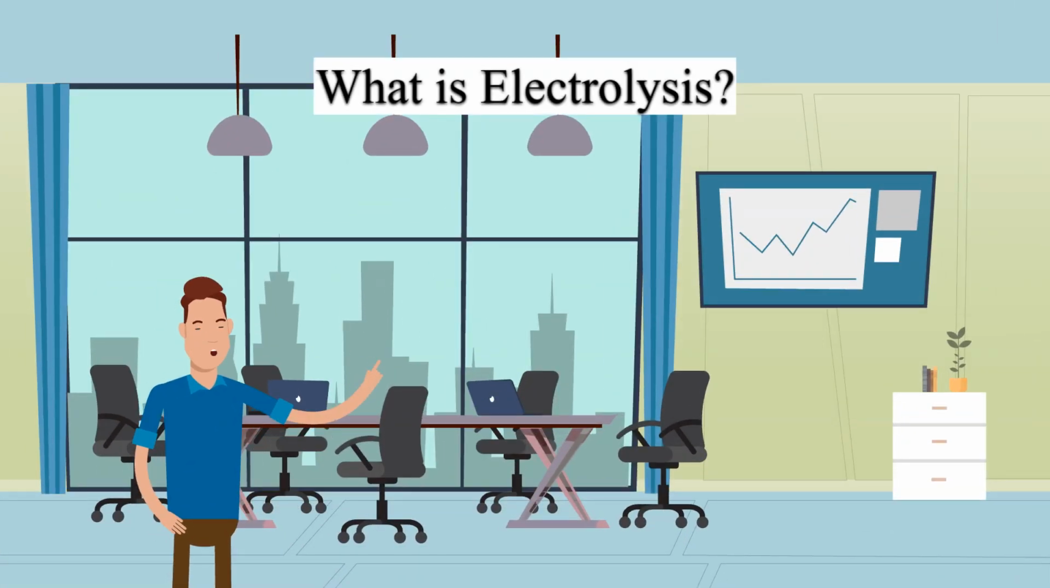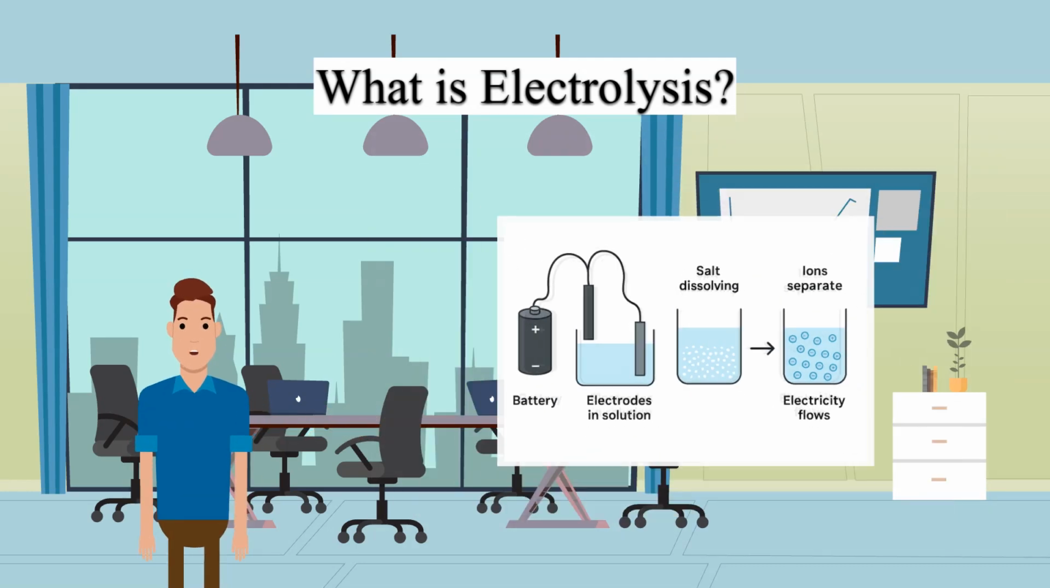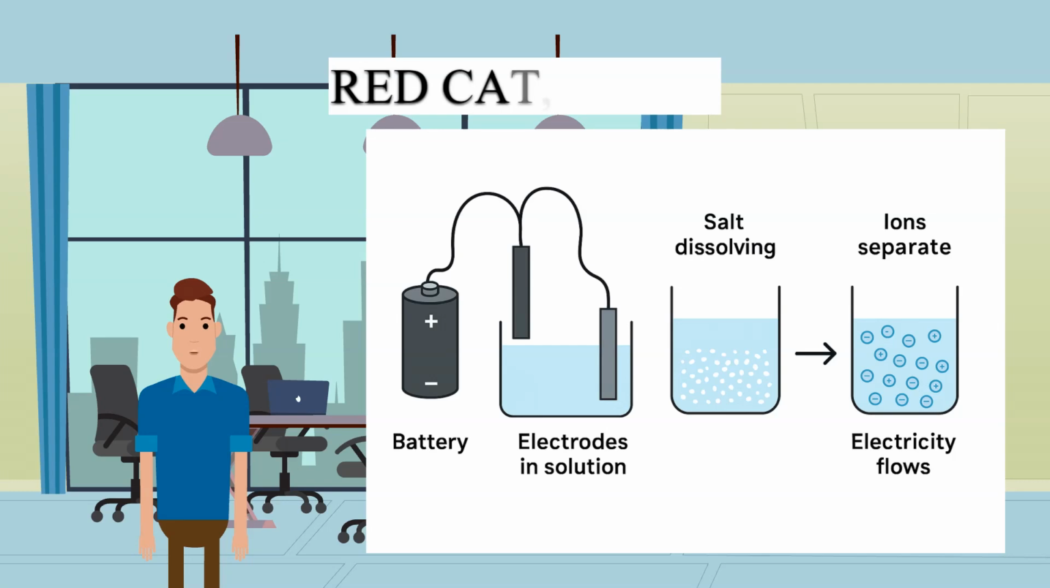Electrolysis is when we use electricity to break down an ionic substance into simpler substances. We place two electrodes into the substance. The cathode is negative. The anode is positive. And here's the rule to remember: red cat, oxen. Reduction occurs at the cathode. Oxidation occurs at the anode.